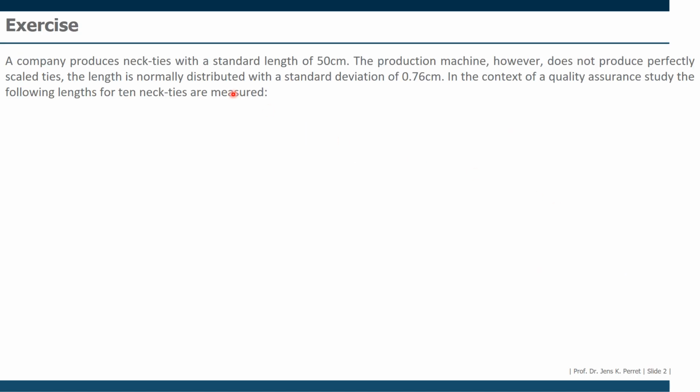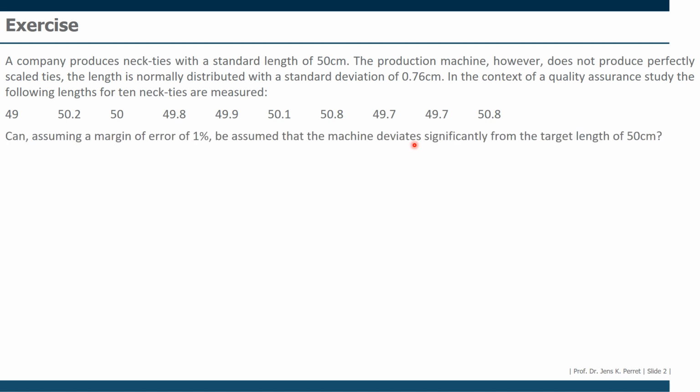Here we have a company that produces neckties with a standard length of 50 centimeters. The production machine, however, does not produce perfectly scaled ties. The length is normally distributed with a standard deviation of 0.76 centimeters. In the context of a quality assurance study, the following lengths for neckties are measured. And we have here, as a result of this measurement, 10 different values for neckties. Our task now: can, assuming a margin of error of 1%, it be assumed that the machine deviates significantly from the target length of 50 centimeters?